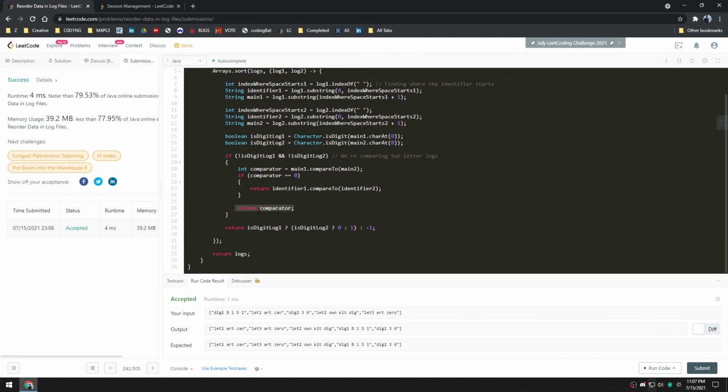And then at the very end, we'll say, okay, are both of them digit logs? All right, return 0. Is only the first one a digit log and the second one is not? All right, it's going to be a 1 to push it to the right. Are both of them not? All right, we're going to push it to the left. And now we'll just return logs.